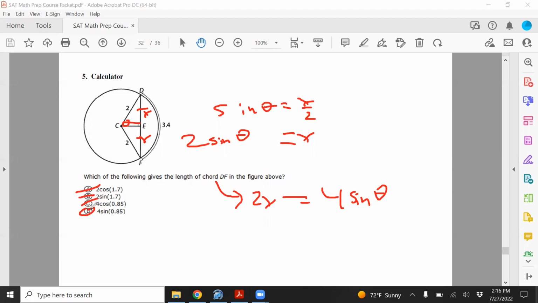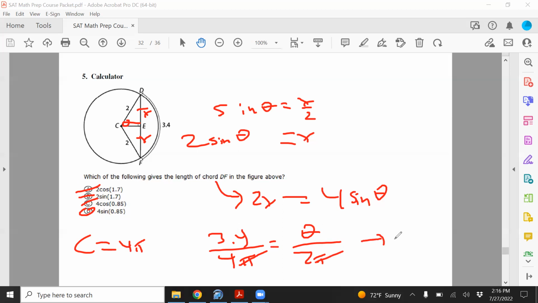but it could be one of those wacky double angle ones. I don't think they would do that on the SAT, but just to be sure that we get the angle correct, it looks like they did it in radians. So the circumference is 4 pi. If you want that in radians, you have to set up like this. Pi's cancel on each side. Theta will be 6.8 over 4.